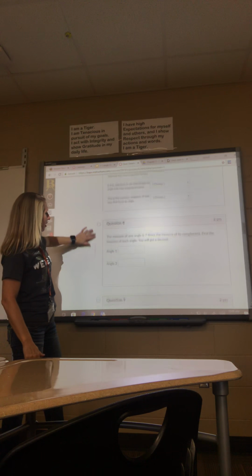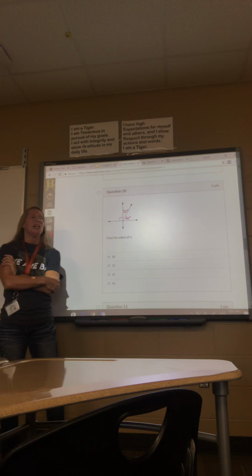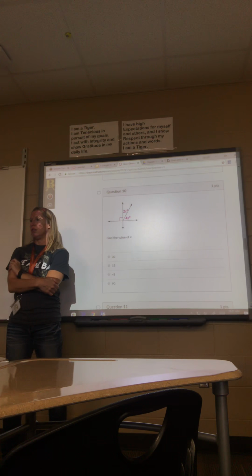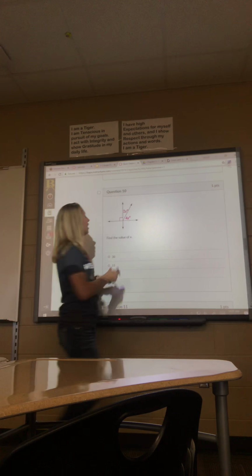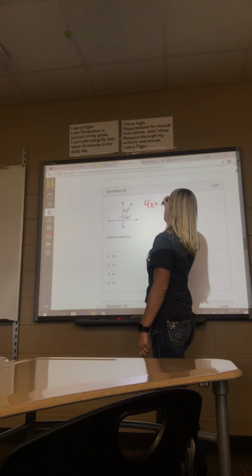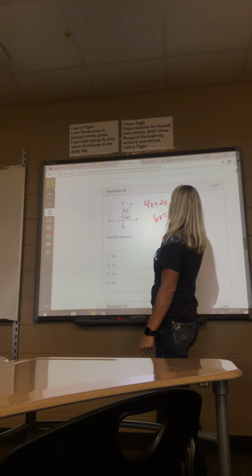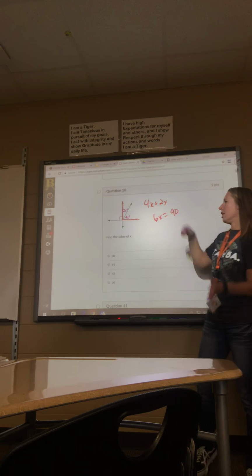Look at number 10. How would you do number 10? What do you know, Ari? Because they're complementary, I added 4x plus 2x, and that becomes 6x. Yep. And then 6x equals 90. Does everybody see that's a right angle? Yeah. Okay, and then you would solve for x.